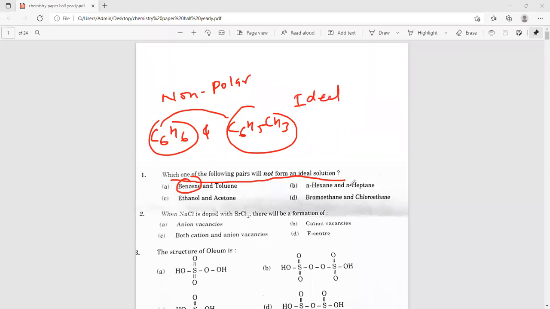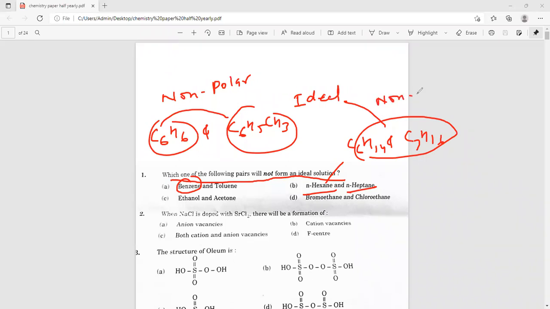Second is n-hexane. Hexane means 6 carbons are there, C6H14, and heptane is C7H16, right? This is also an ideal solution because both are non-polar and there is one carbon difference between both of them.